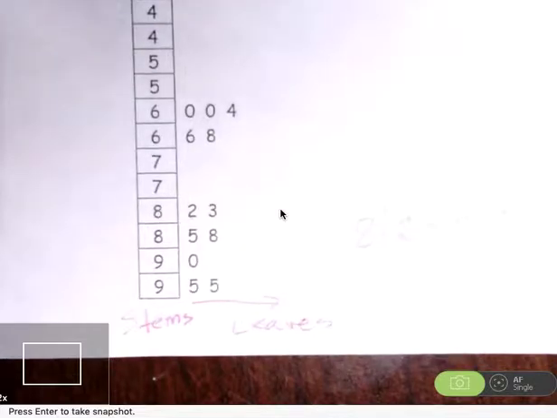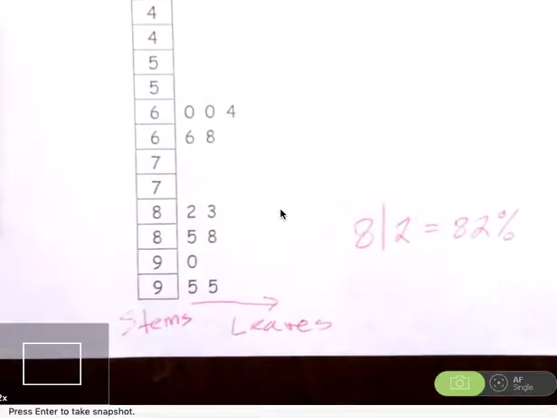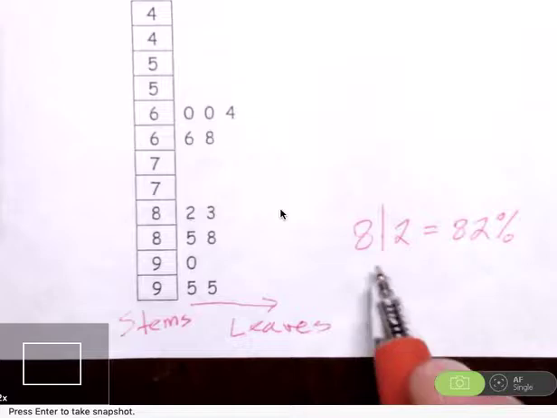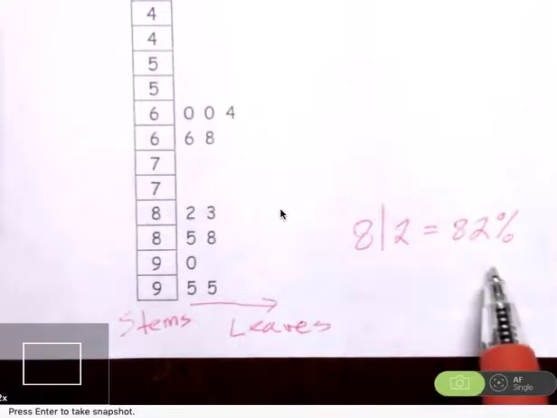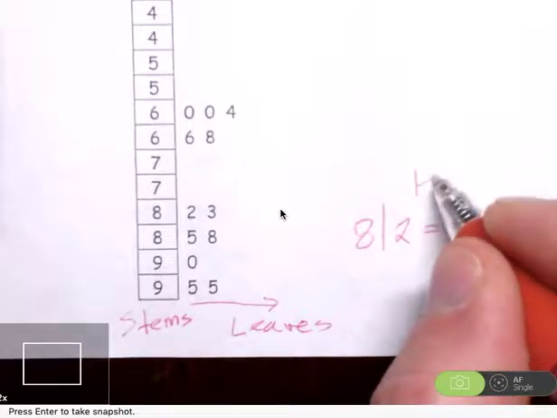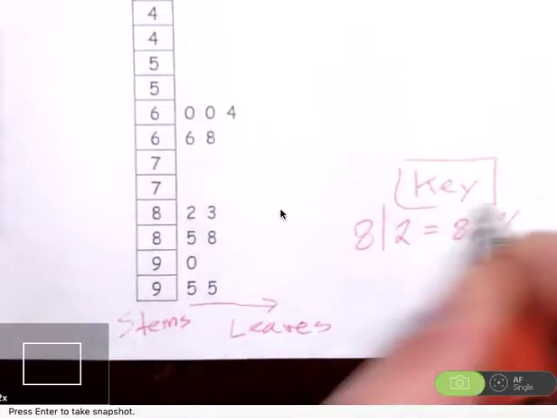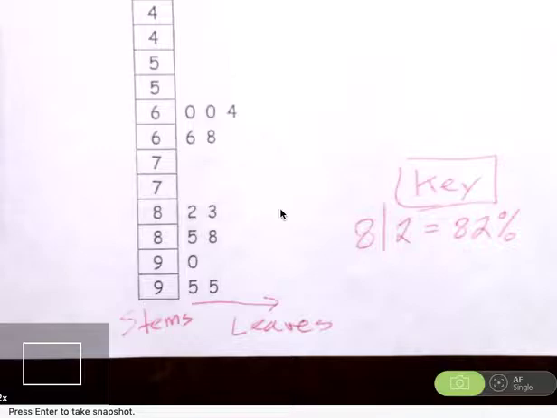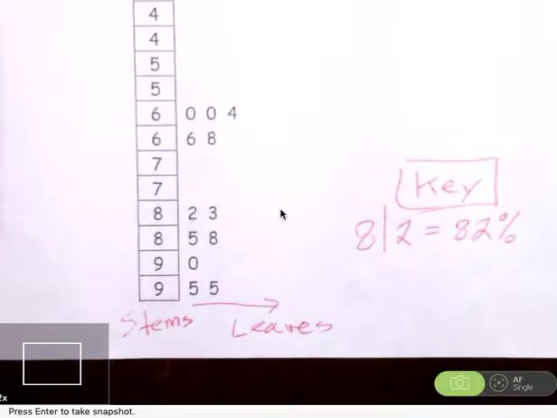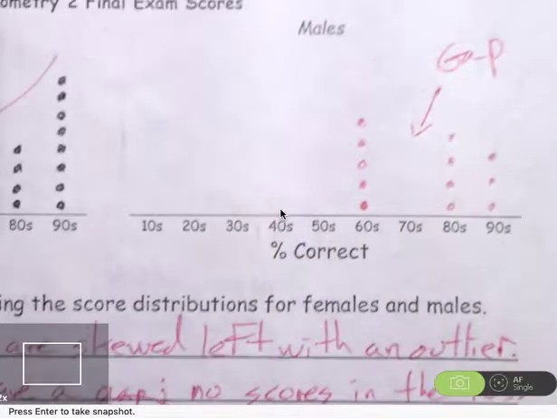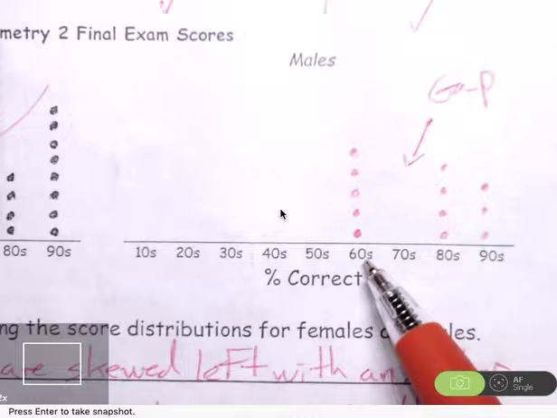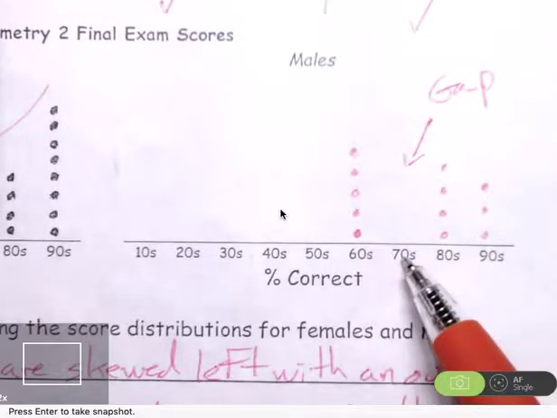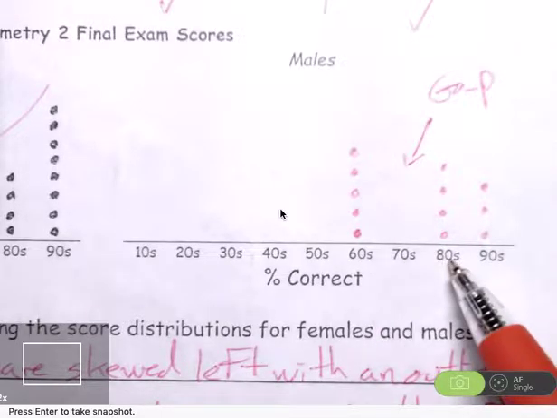So that 82%, when you write this showing that a stem of 8 and a leaf of 2 equals an 82%, we call this a key. When you create a stem and leaf plot, you always want to include a key. And something special has been done here. Look, in the dot plots above, we grouped our dots by classes of size 10. So these are the percentages in the 60s, the percentages in the 70s, the percentages in the 80s.